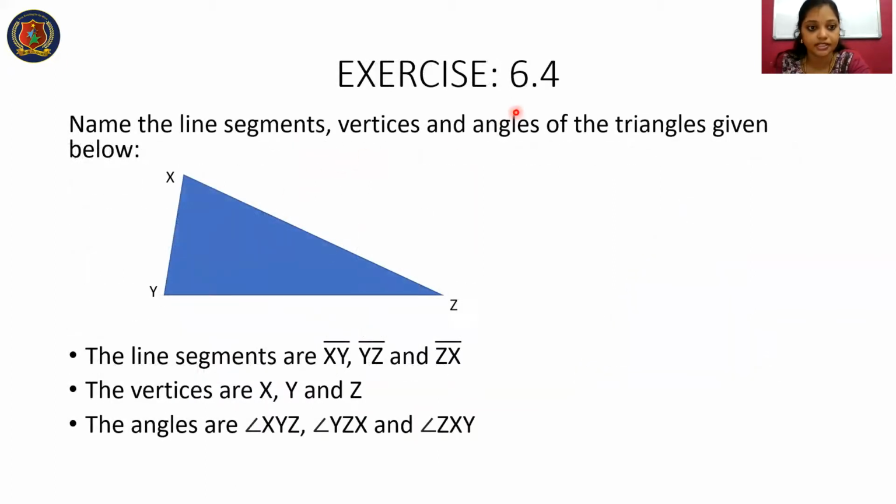Now we are in exercise 6.4. Name the line segments, vertices, and angles of the triangle given below. Here the triangle is given, and the angles are named X, Y, Z. The line segments are XY, YZ, and ZX, the vertices are X, Y, and Z, and the angles are angle XYZ, angle YZX, and angle ZXY.